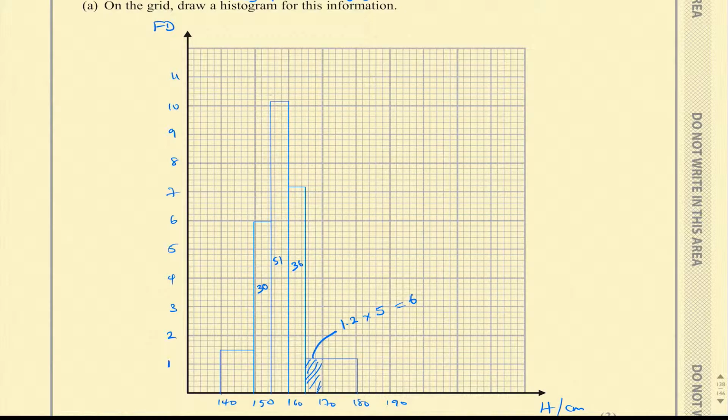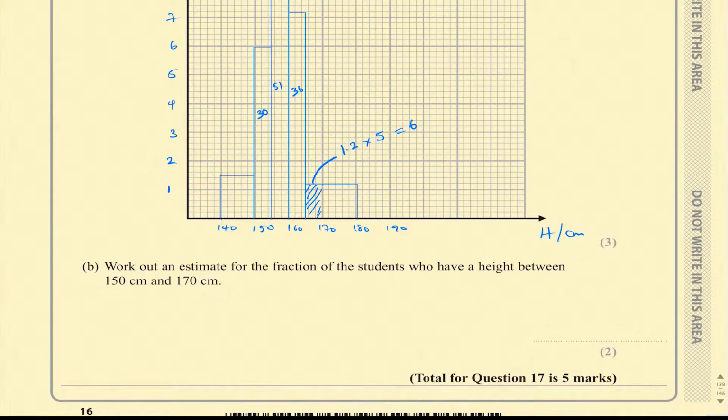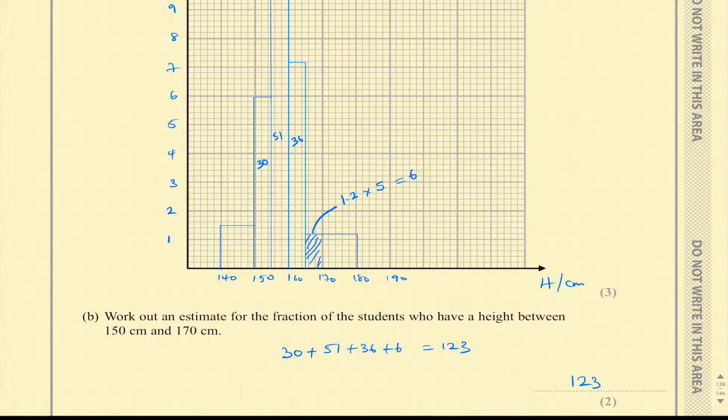So when we add them together, we should be able to get the result we need. We want 30 plus 51 plus 36 plus 6. That will become 123. So 123 is the total, and we're told to find a fraction of the students who have a height between 150 centimeters and 170. So the fraction is 123 over 150, which is 0.82, which is 82%.